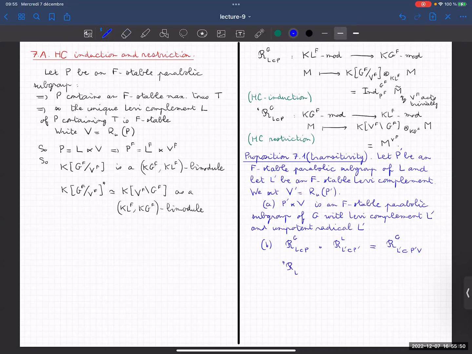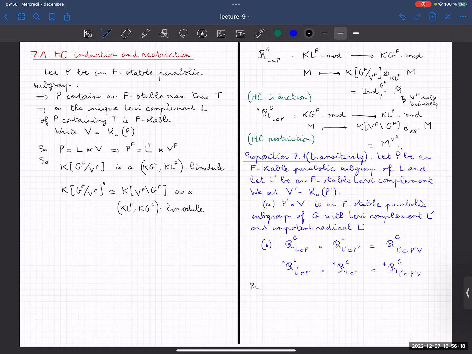for Harish-Chandra restriction. So here you first restrict from G to L, then you restrict from L to L prime using the parabolic P prime, and you obtain that this is the Harish-Chandra restriction for L prime contained in P prime V, G. Okay? And the proof is fairly easy.